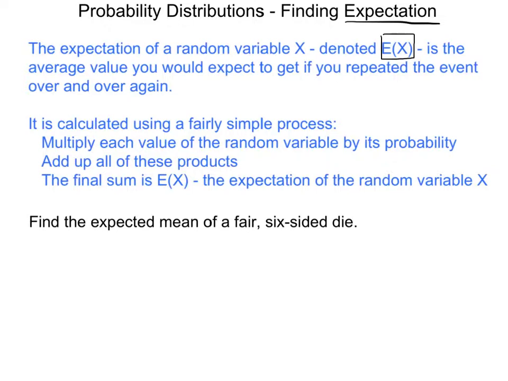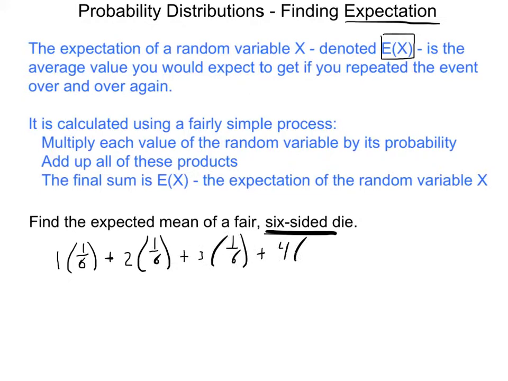So what are the values of this six-sided die? Well, you could get a 1, that happens 1/6 of the time. You could get a 2, that happens 1/6. You could get a 3, that happens 1/6. You could get a 4, you could get a 5, or you could get a 6. Notice that with each of these, I'm just multiplying the value by the probability. For each one of these, I'm just doing that, and then I'm adding all of them together.